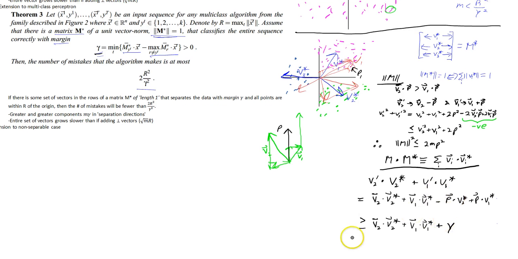So therefore, each time we can see that M dot M star is going to increase by gamma, right? So this will be greater than or equal to M gamma, the number of updates times gamma. Great.